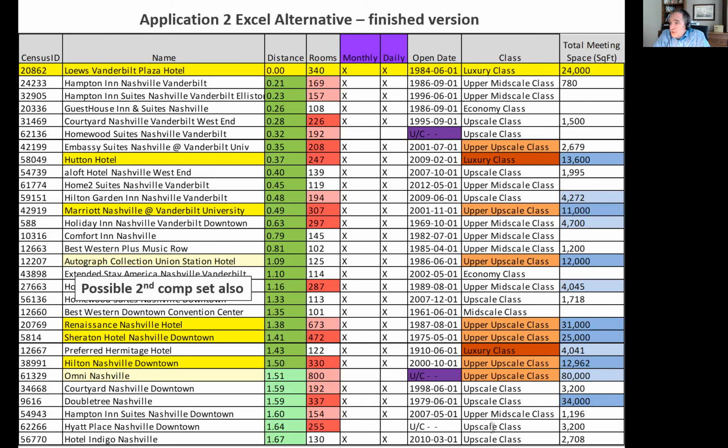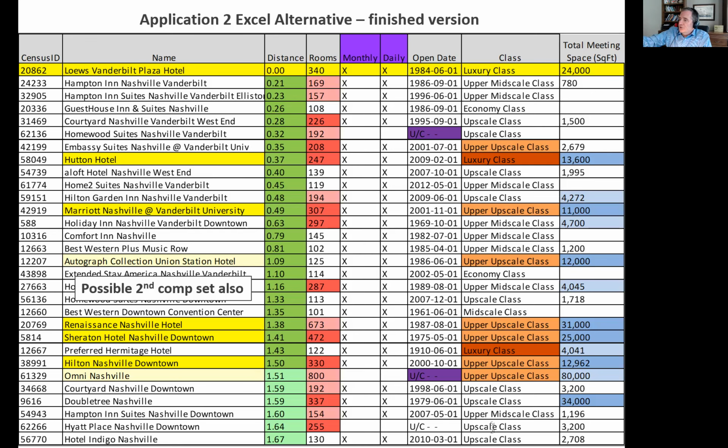Now, the participation fields are important. That shows the X's. Obviously, we want to use those to be sure we pick hotels that do participate. You'll notice a couple lines down, the Homewood Suites, they haven't opened yet. So at this point, not a good idea to put them in our comp set. We have open date in there, just FYI. It does show us our hotels under construction.